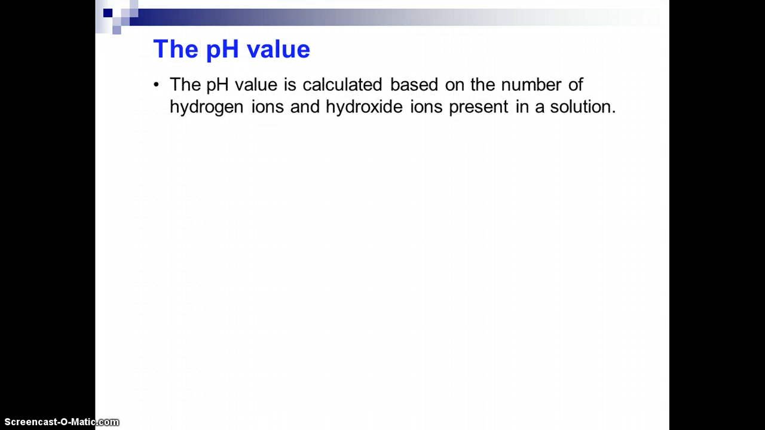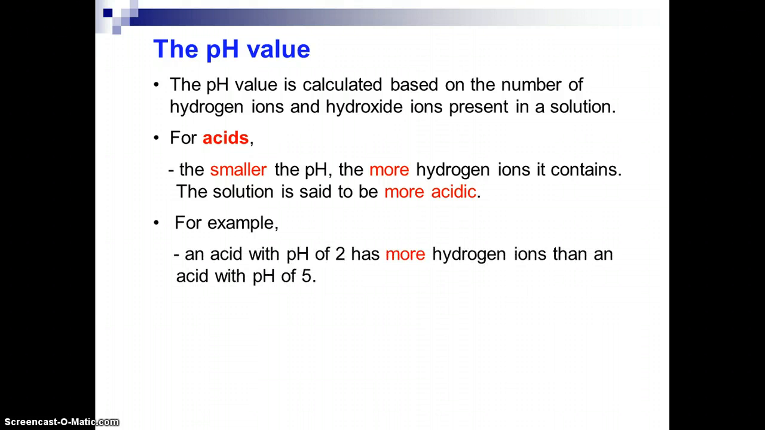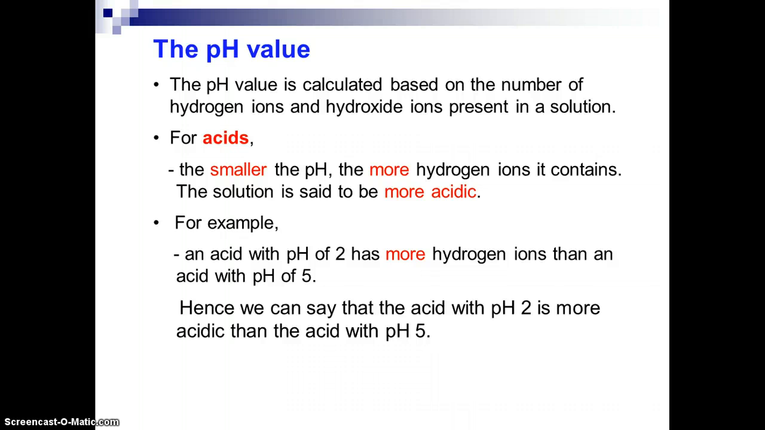Okay, the pH value is calculated based on the number of hydrogen ions and hydroxide ions present in the solution. So for acids, the smaller the pH value, the more hydrogen ions it contains. Hence, the solution is said to be more acidic. So the acid with a pH of 2 has more hydrogen ions than an acid with pH of 5. So we can say the acid with pH 2 is more acidic than the acid with pH 5.